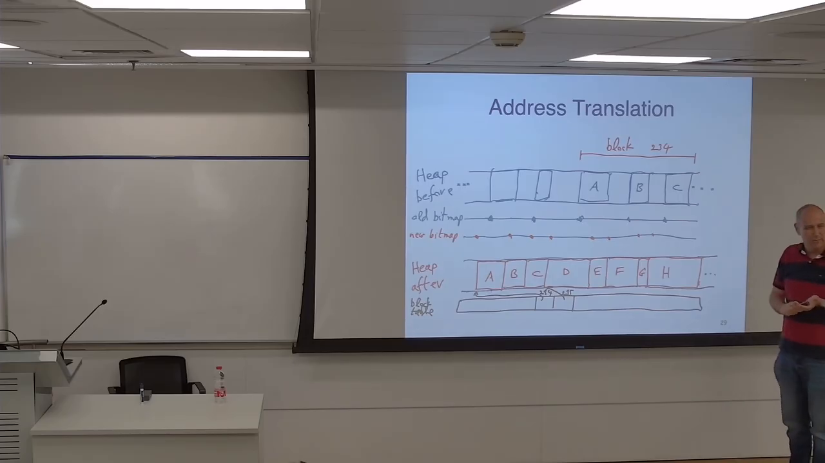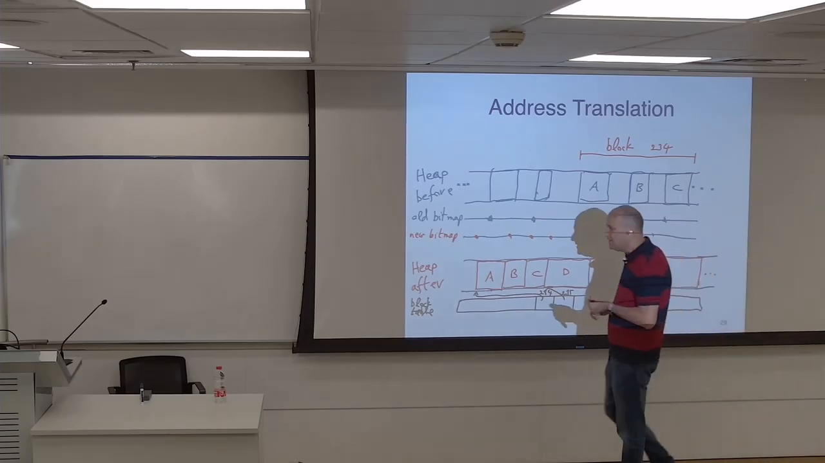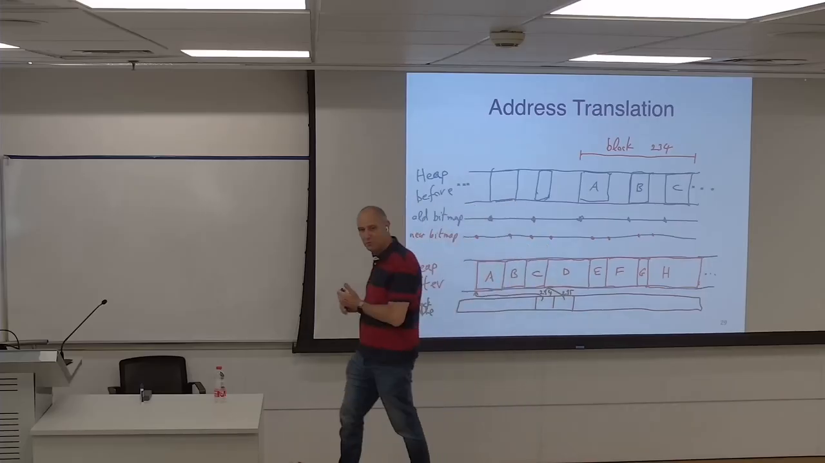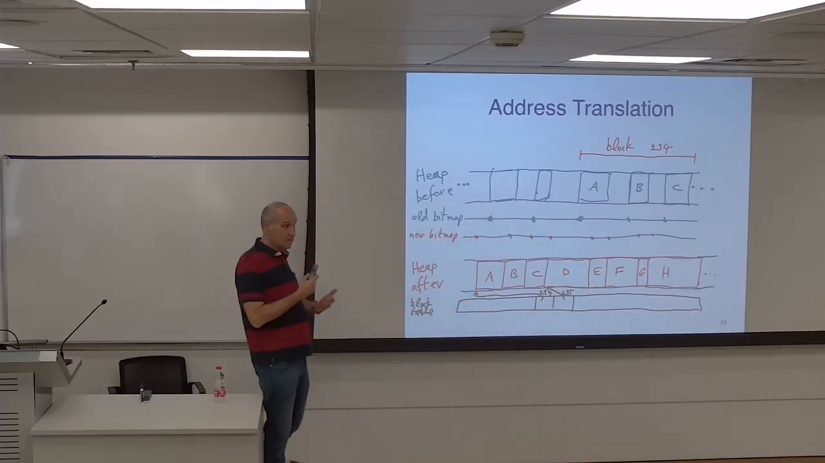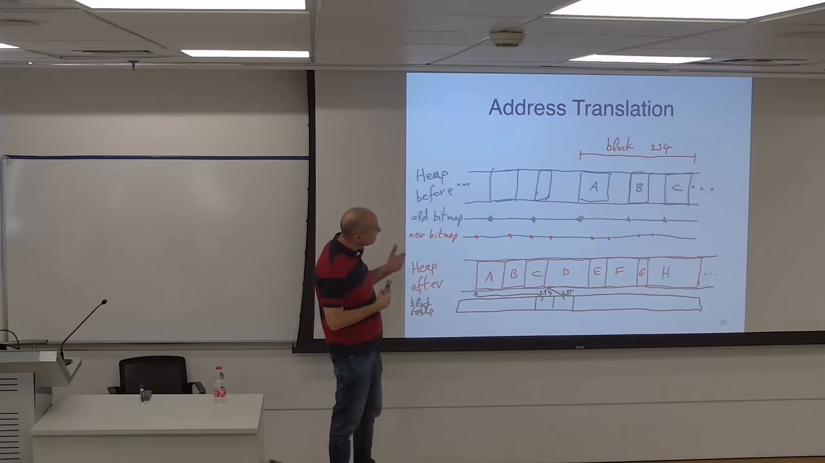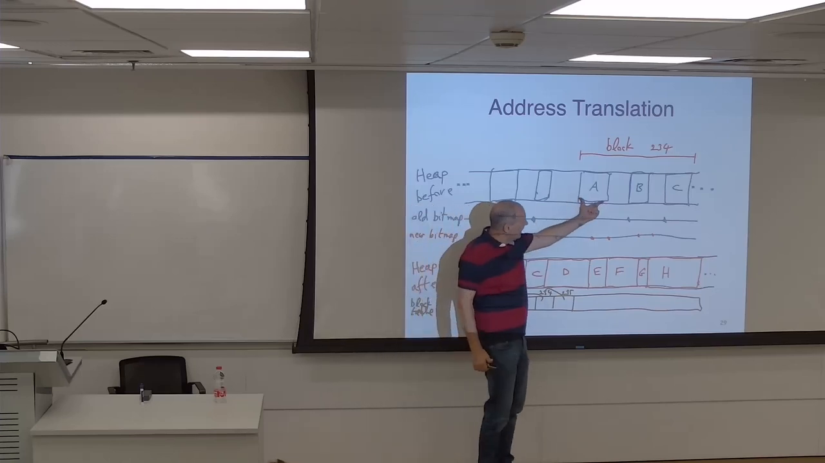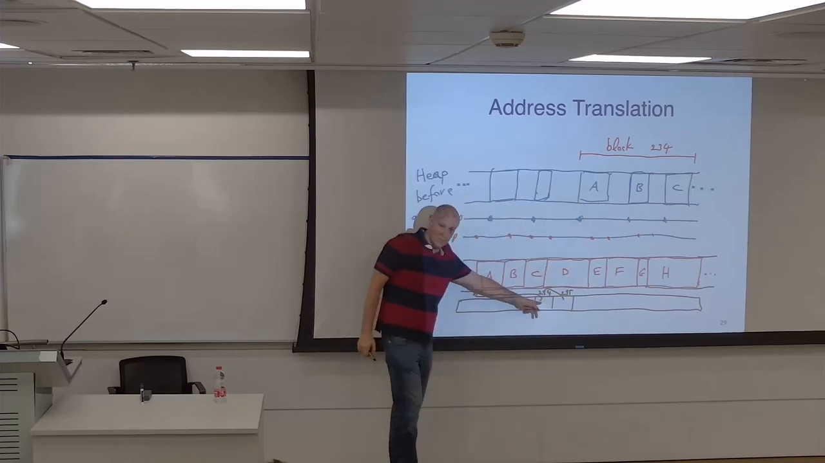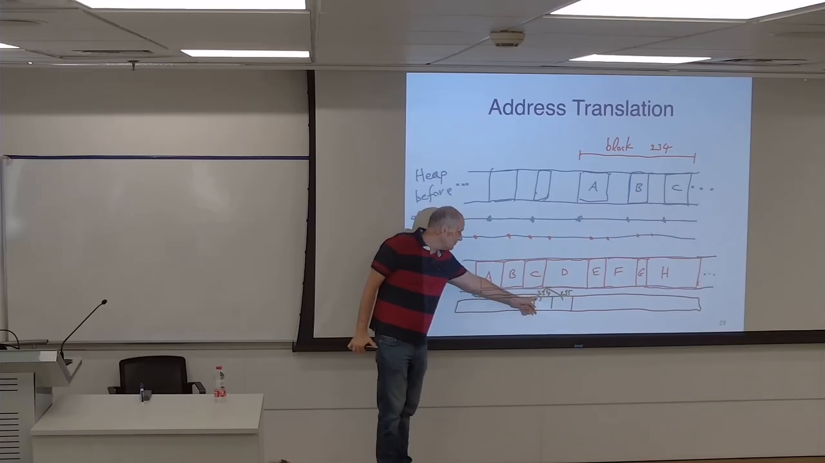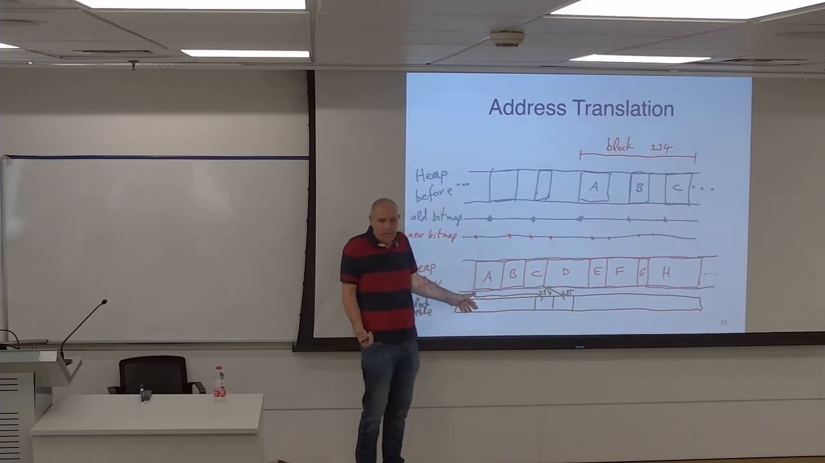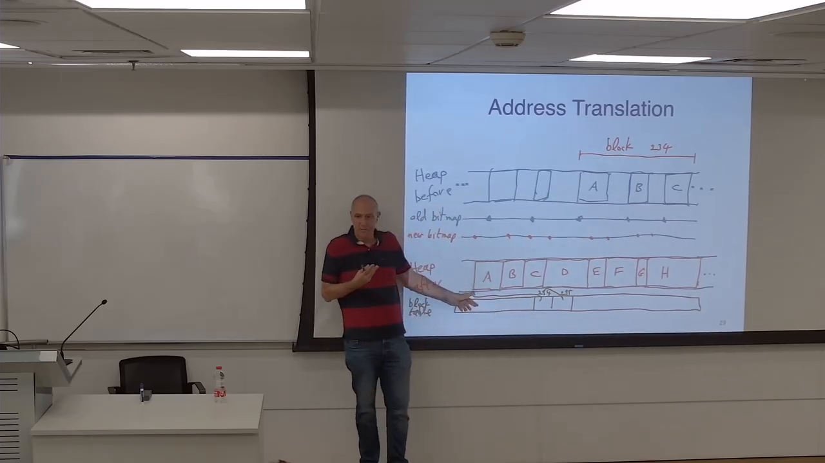Now I want to know where B moved. How will I know? I have this old bitmap, new bitmap, and something that tells me where the block moved. If I want to know where A moved, I can just look at where its block moved, and then I know where it is. How do I know that A is the first in its block?